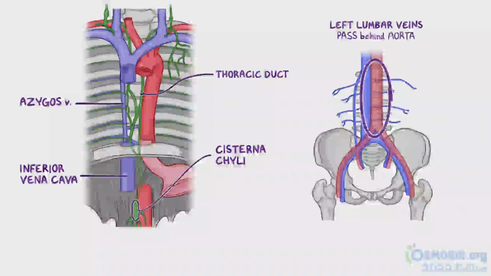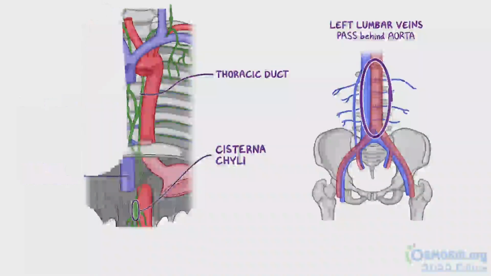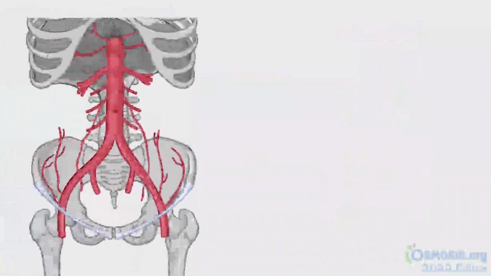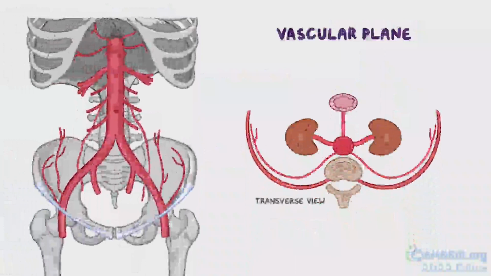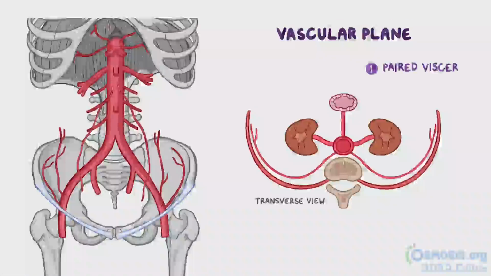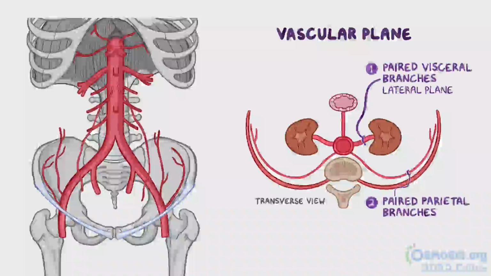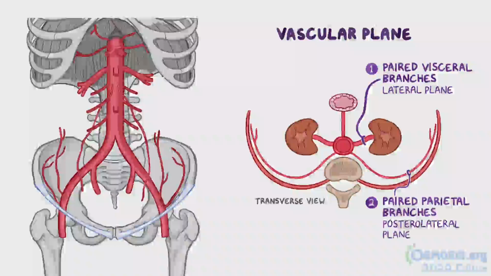Now, let's talk about the various branches that arise from the abdominal aorta. These can be organized in three categories, based on the vascular plane or direction in which the arteries branch from the abdominal aorta. First, there are paired visceral branches that travel in the lateral plane. Second, there are paired parietal branches, which travel in the posterolateral plane. And third, there are the unpaired visceral branches in the anterior midline plane.